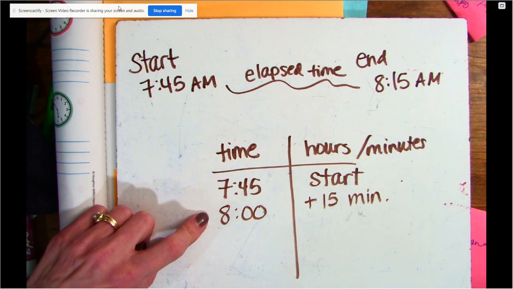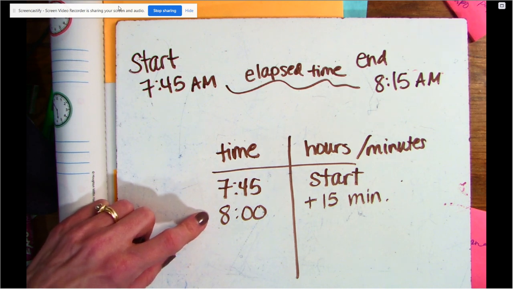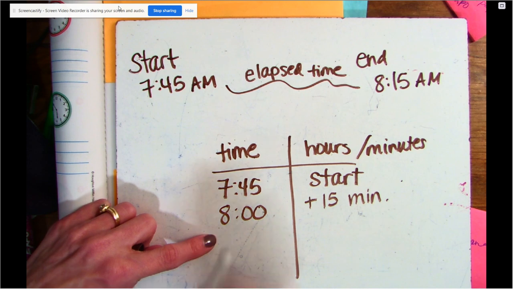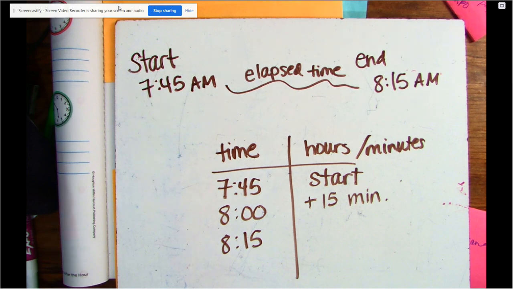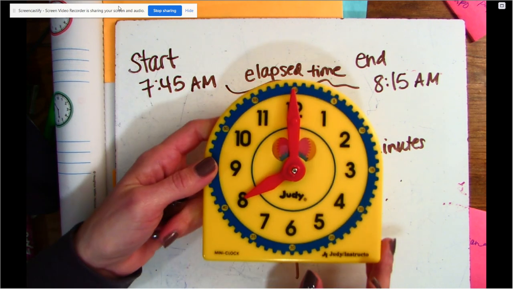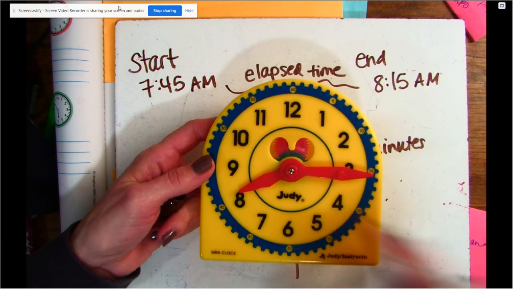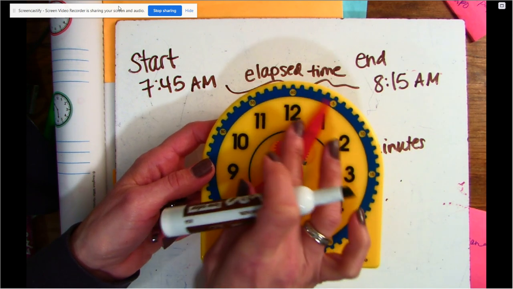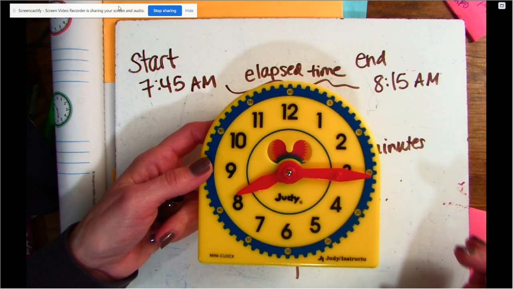Okay. Now, can I go to 8:05? Can I go to 8:10? Can I go to 8:15 without passing my end time? If I go from 8 to 8:15, that's my end time. How much time passed? Let's look at my analog clock. Here's 8 o'clock. If I go to 8:15, how much time passed? Think about that. 5, 10, 15 minutes, right? 15 minutes passed.